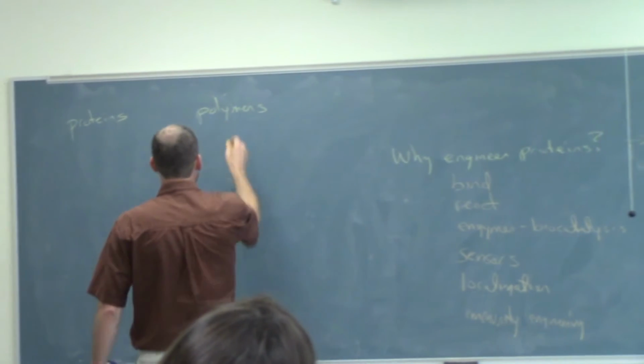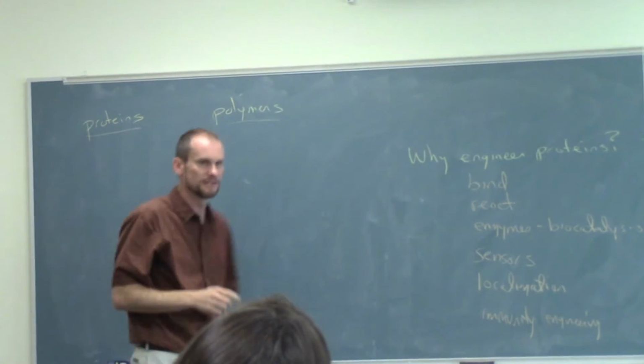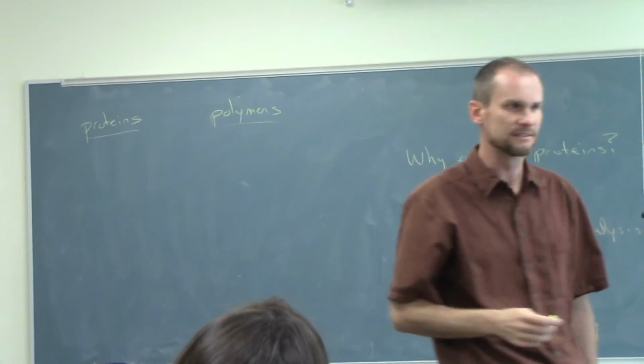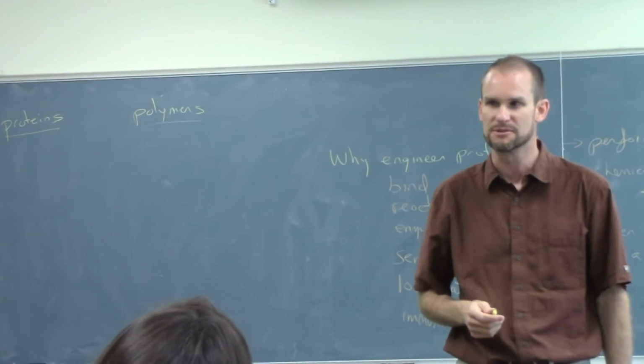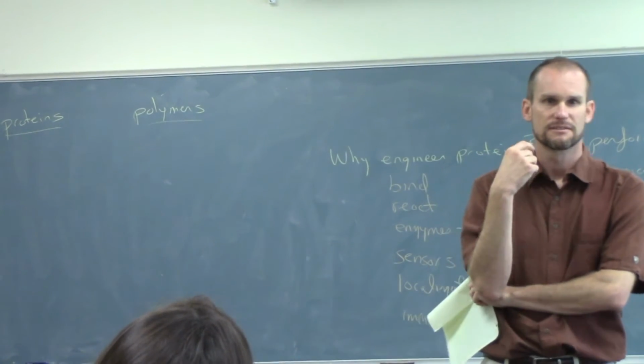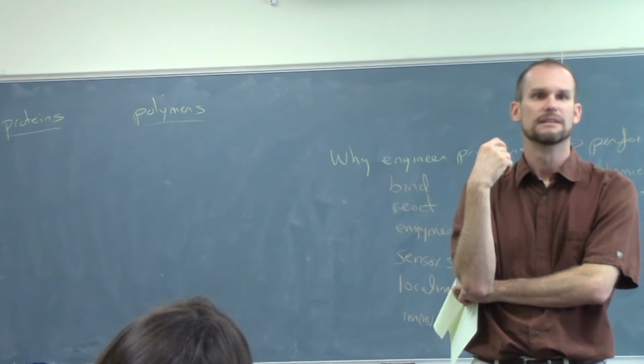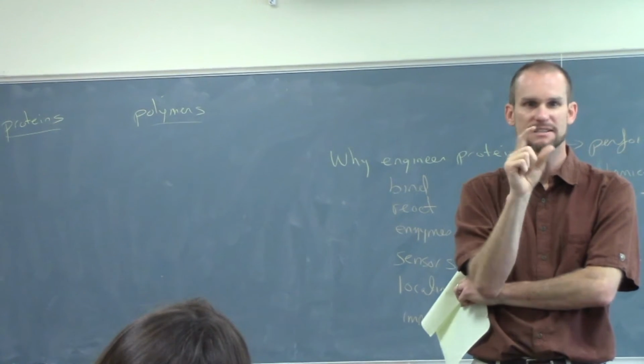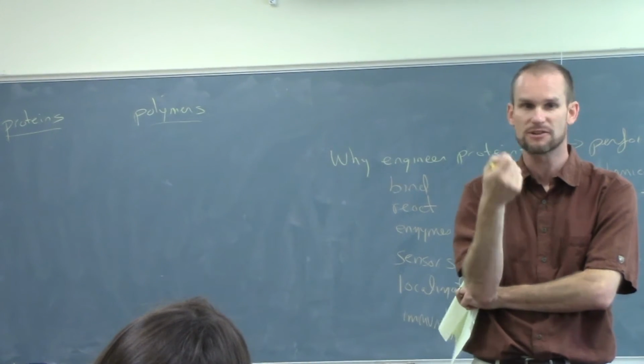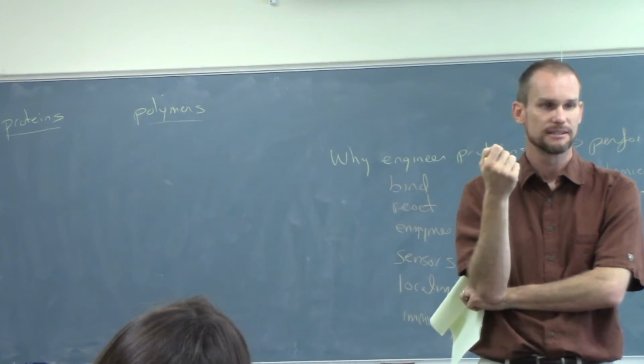You know what I mean by polymer? It's like polyethylene or polystyrene. They make things out of polymers all the time. It doesn't have any secondary structure, tertiary, quaternary. Yeah, so proteins have structures. They might have secondary structure, helices and strands.